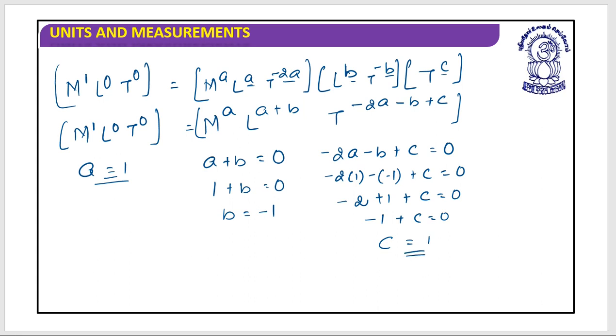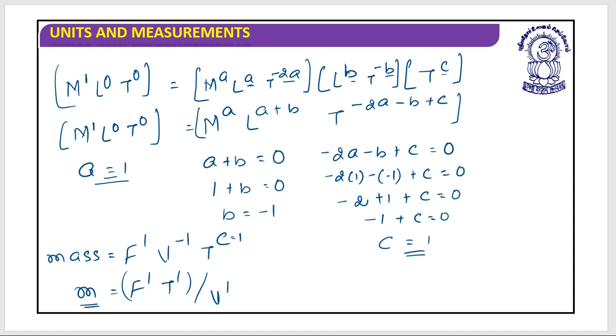So what I required is mass is equal to force to the power A, it's 1, velocity to the power B, minus 1, and time to the power C. If you wish, you can write it like this: F to the power 1, C has a value of 1, time 1, divided by velocity to the power 1. This is equal to mass.